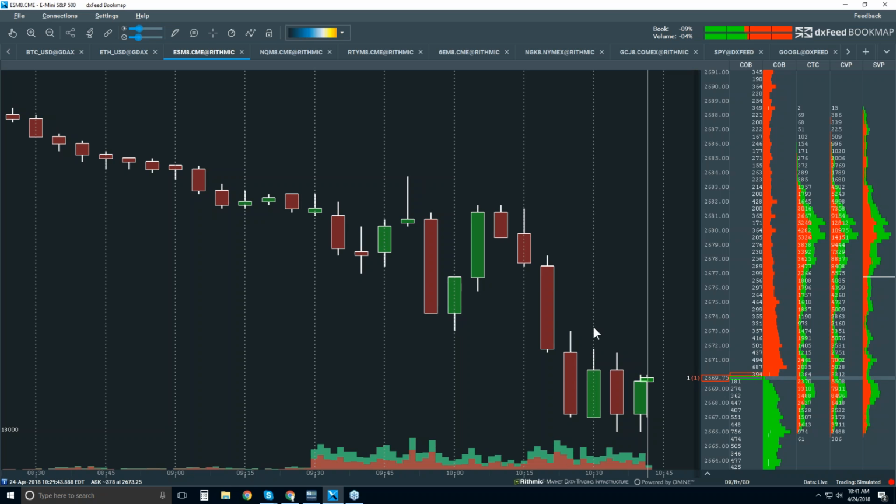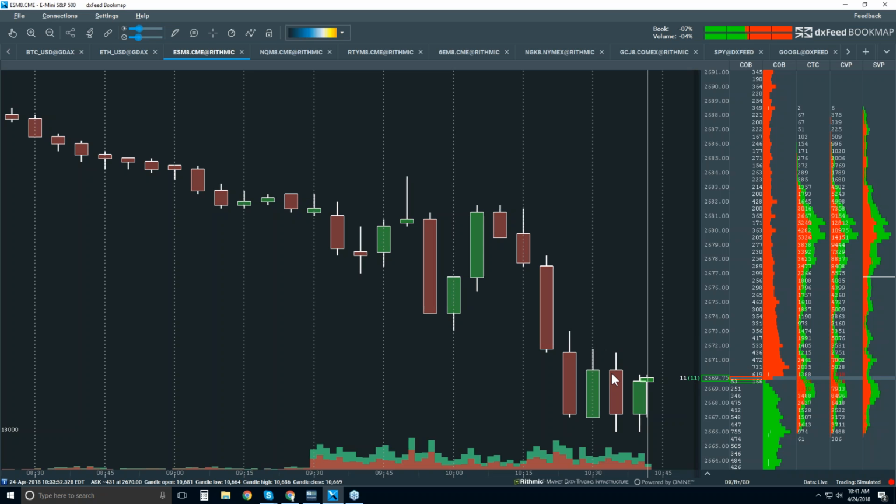Okay, so there's one advantage right there, looking at Bookmap. The other advantages might be a little more difficult to, or a little more hidden, I should say. Well, the problem here with the candlestick chart is we're looking at a 5-minute period of aggregated data.